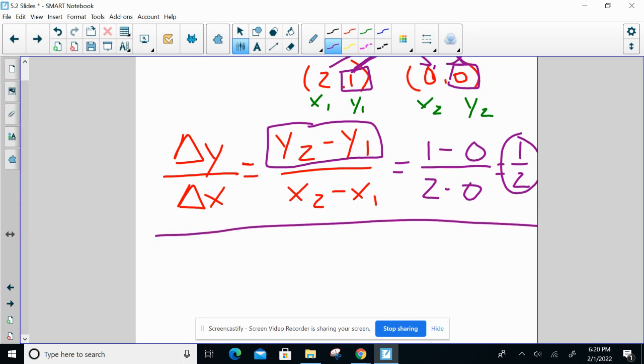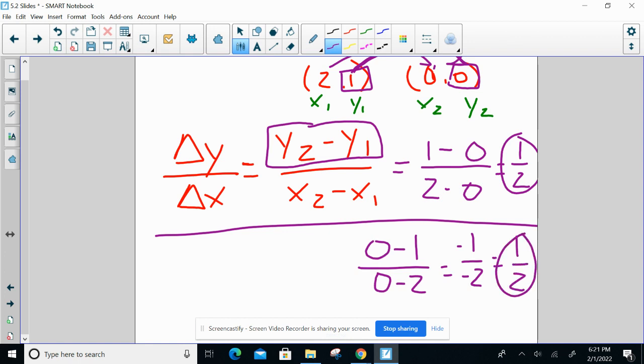Now, what if we did it the other way? What if we did 0 minus 1 and 0 minus 2? Because that does change it, right? You get a negative 1 over negative 2. But what's a negative divided by a negative? A positive. So you see what I mean? The order doesn't matter in the sense that if I go from the 0 point to the 1, I have to go from the 0 point to the 2. Or if I go from the 1 to the 0, I have to go from the 2 to the 0. So the order doesn't matter, but you have to be consistent. Okay? And it's up to you.